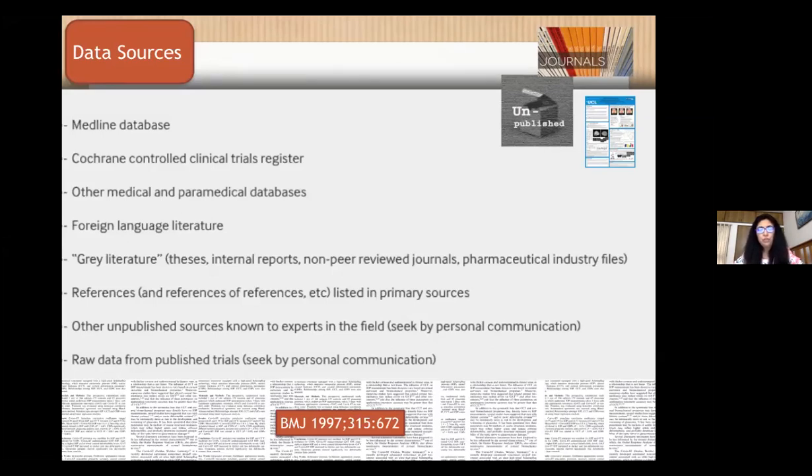Sometimes you may even need to contact the authors. You may have seen a conference abstract and you think you can put it into your meta-analysis. You might need to contact the authors to give you more details about it. Sometimes you even need to go to clinicaltrials.gov to see what trials have been registered, what have been done, and whether they've been published or not. And you can ask the authors for that unpublished data if you feel it's important to your meta-analysis.